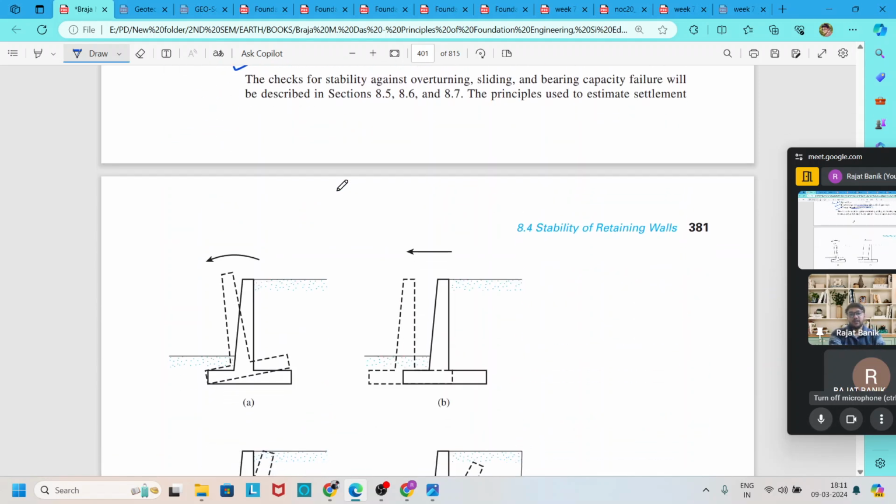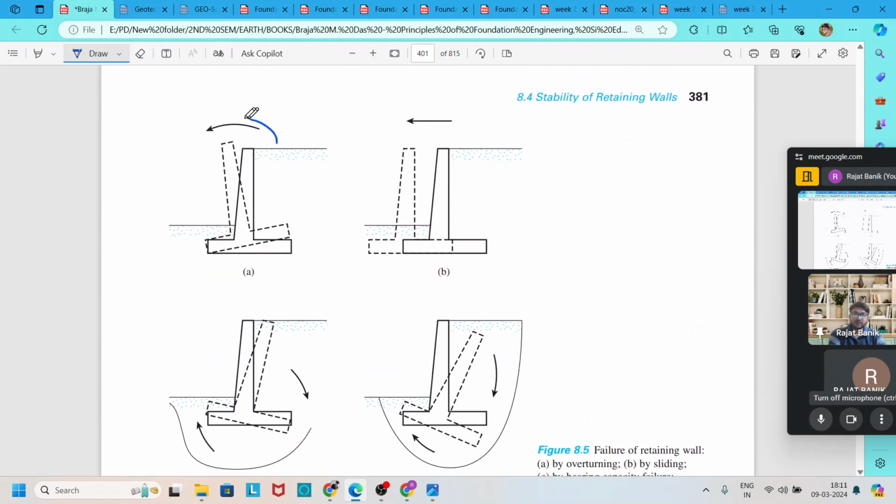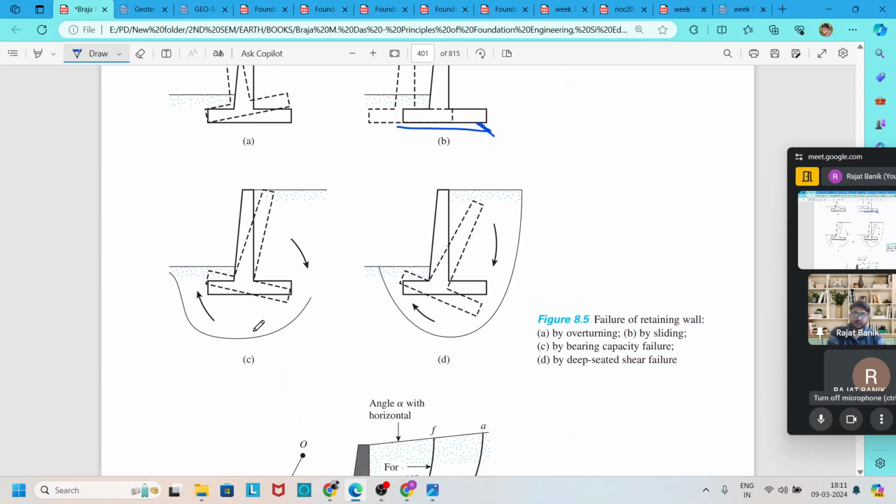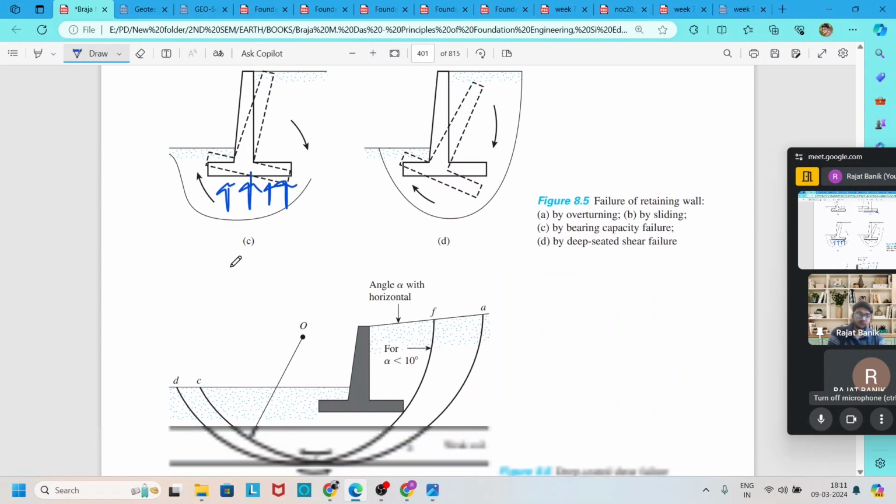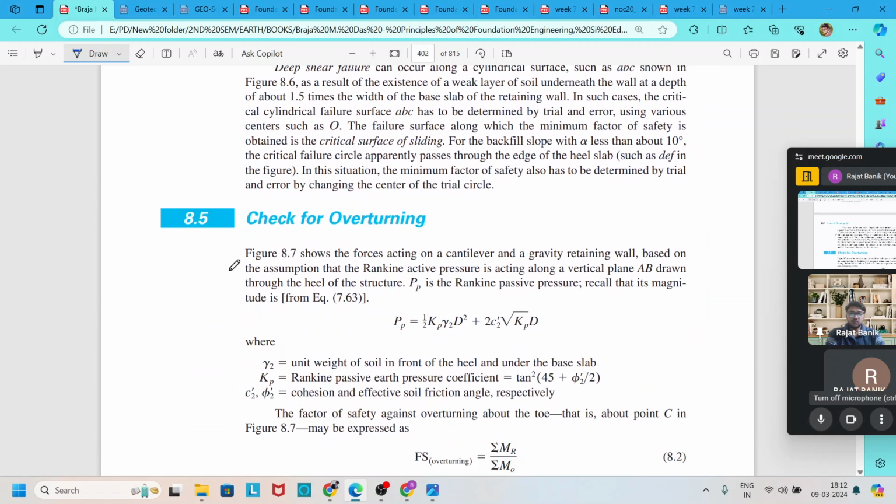Overturning means this type of failure: due to the earth pressure, the retaining wall tries to overturn. Sliding is due to less friction, the retaining wall tries to move away. And bearing capacity failure is if the capacity of the soil below the retaining wall is less, it may fail. So we need to check everything. First we check the overturning.